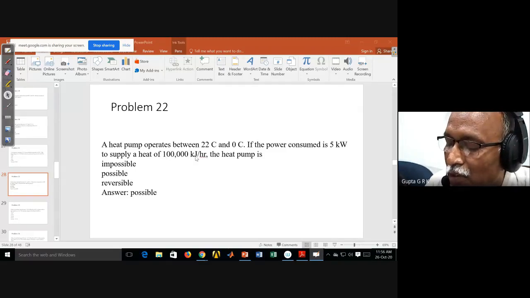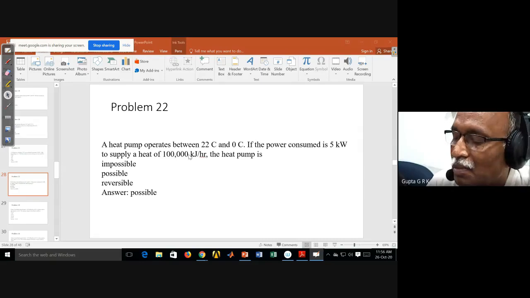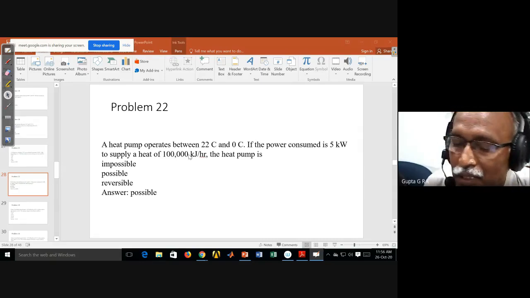Then find out the COP of this and compare the COP of the reversible one and the COP of this. Then you can see whether it is impossible or possible.